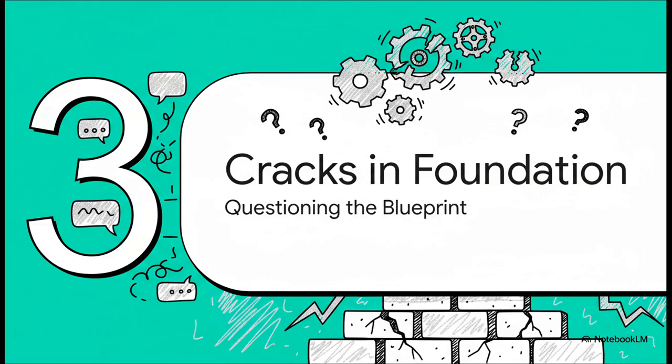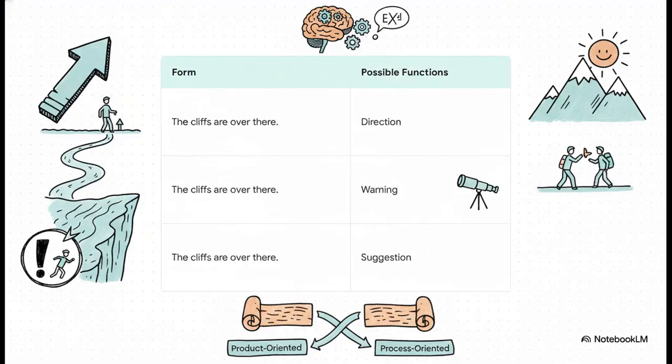But, and you knew there was a but coming, right? People started to realize that this neat, tidy blueprint didn't quite capture the messy, chaotic, beautiful reality of how people actually talk to each other. They started finding some serious cracks in the foundation. So, what was the issue? Well, it boils down to this. The actual words you use, the form, don't have a simple one-to-one link with what you're trying to do, the function.